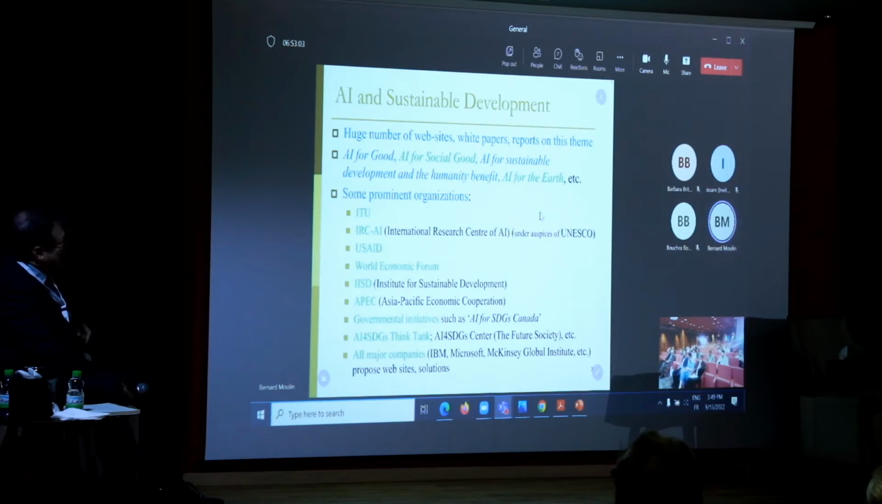AI and sustainable development, that's the main topic here. There is a huge number of websites, white papers, reports on this theme, and under the terms AI for good, AI for social good, AI for sustainable development, and humanity benefit, AI for the earth, etc. From many prominent organizations, as you can see here, many international organizations and companies who have their websites for AI, for the SDGs, etc.